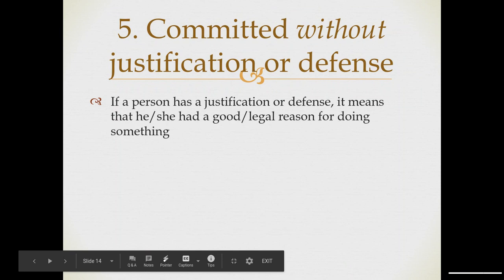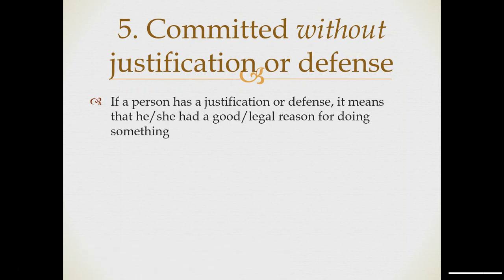The last component of a crime is that it's committed without a legal justification or defense. Now, if you have a good or legal reason for doing something or committing a crime, that can usually be exempted and you will not be criminally charged. These we will talk about specifically later in the week. We're going to talk about specific ones, but this includes stuff like self-defense and the insanity plea.